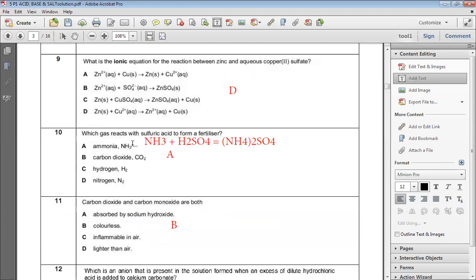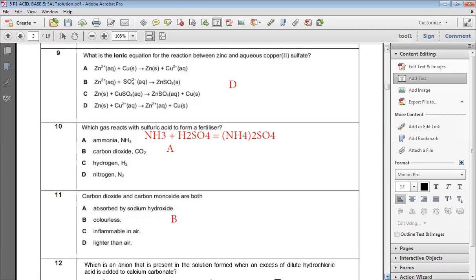The question did not ask what the name of the fertilizer is. It just asked which gas reacts with sulfuric acid to form a fertilizer. Hydrogen and nitrogen both are neutral gases. They cannot turn blue litmus to red or red litmus to blue. They are neutral in nature because these neutral gases cannot react with water, litmus solutions, or any kind of indicator. They cannot react. So option A is correct for question number 10.